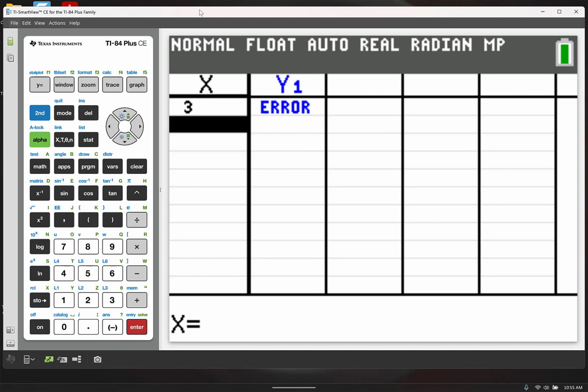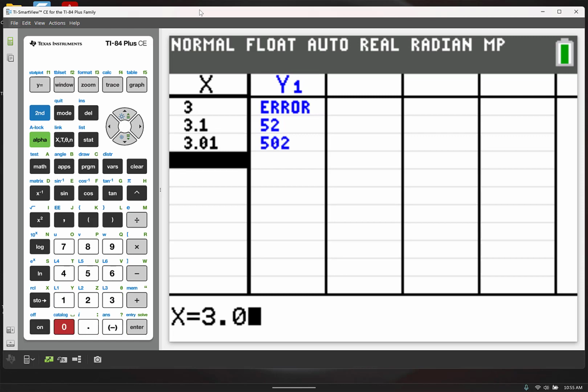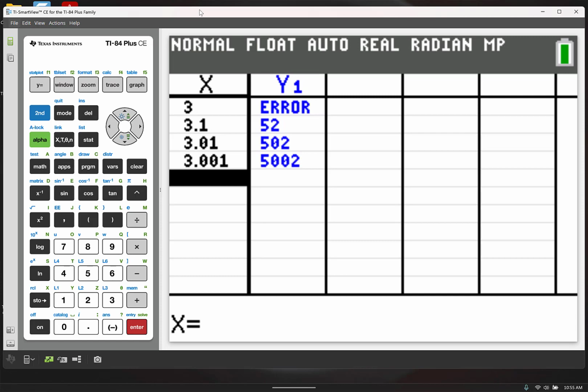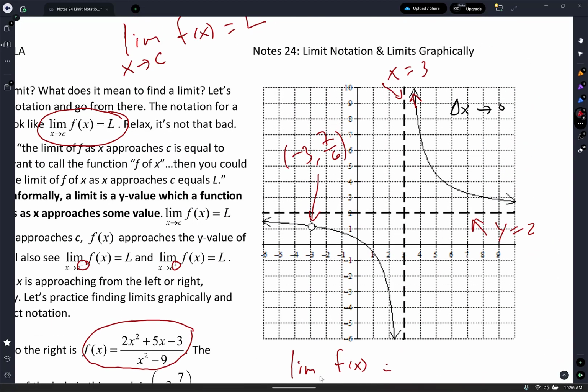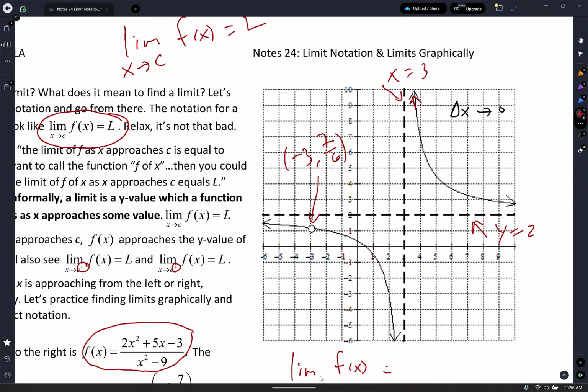If I push 3, I'm going to get an error. You can't divide by 0. If I push 3.1, look at the y value, 52. If I put 3.01, 502. 3.001, 5002. 3.0001, 50,002. Do you see how the y value is just exploding? So that's what I wanted you guys to make sure of: as I approach my vertical asymptotes, I'm either going to be approaching positive infinity or negative infinity. Those are the only 2 ways that you can go if you approach vertical asymptotes. Cool or not cool? Cool.